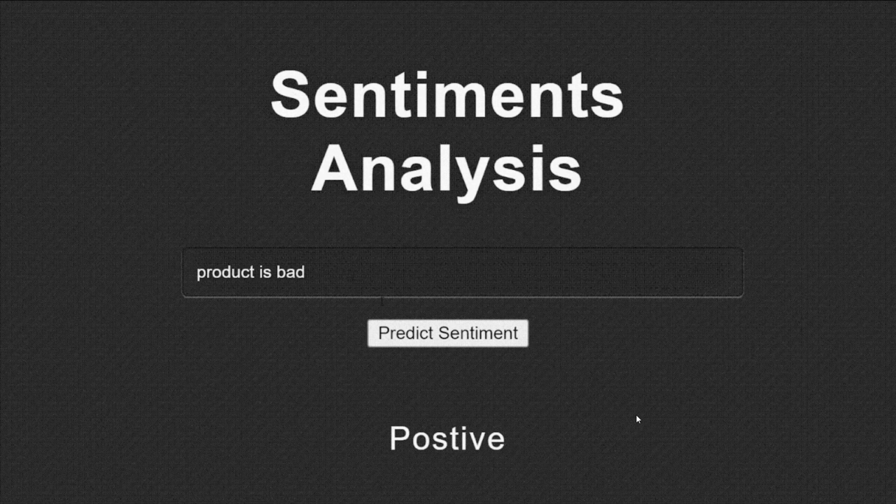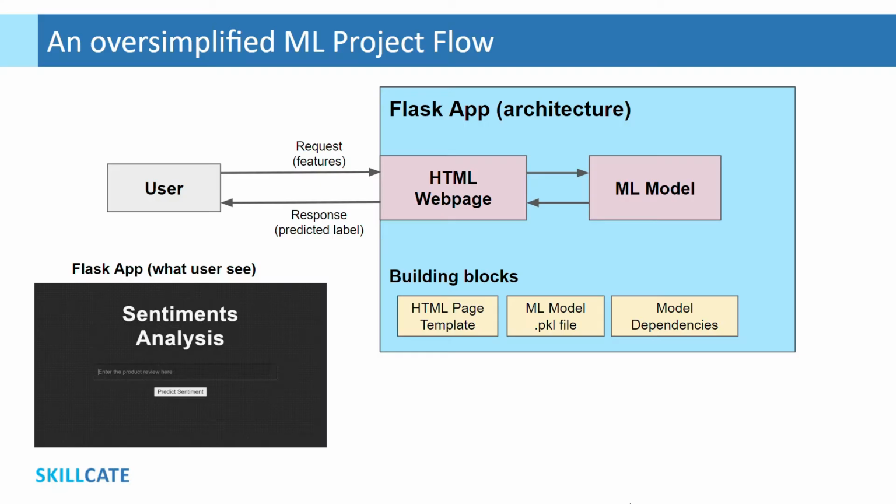This seems fair, right? Now to achieve this, we need to build a Flask app with this architecture. The Flask app provides a cool front end, or basically this HTML web page, essentially what the user gets to see, and a sophisticated backend to interface with our model.